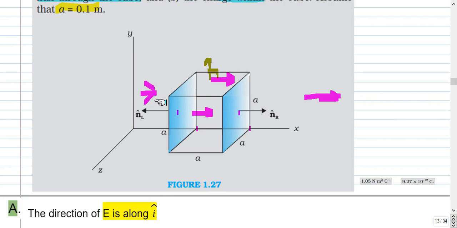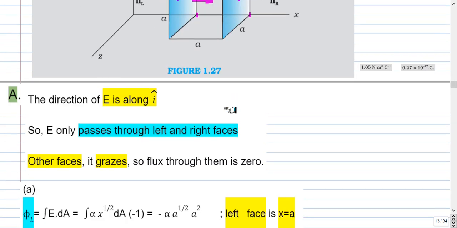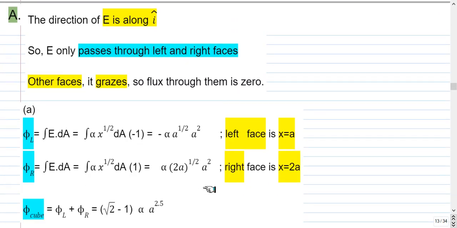Electric field vector Ex is in the i cap direction and the area vector is in the outward normal. So this is the direction of the area vector, which is opposite to the electric field vector. So E dot dA is E into dA into cos 180, and cos 180 is minus 1. So that's why you have this minus sign here. So alpha into a raised to the power half will come out of the integral sign, and integral dA is the full area of the left face, which is a square.